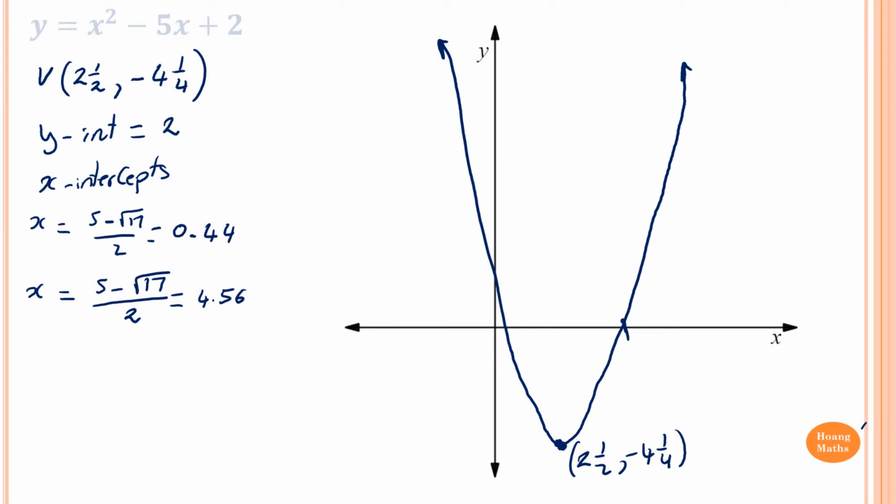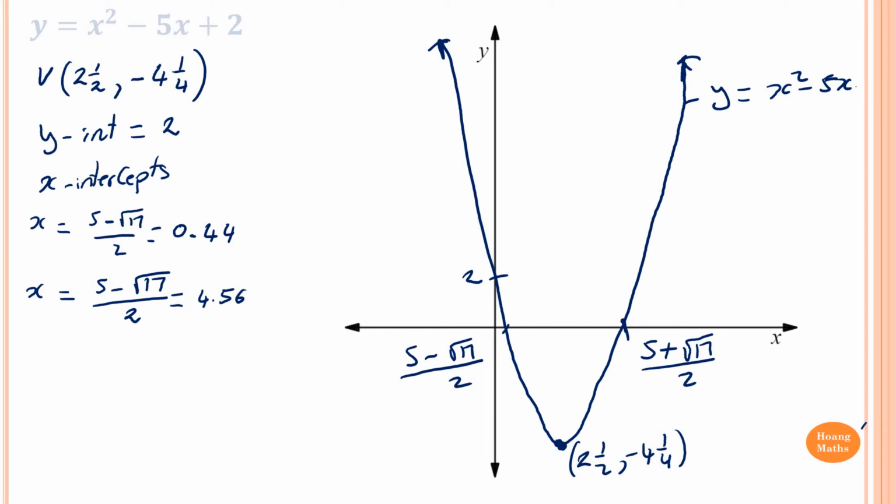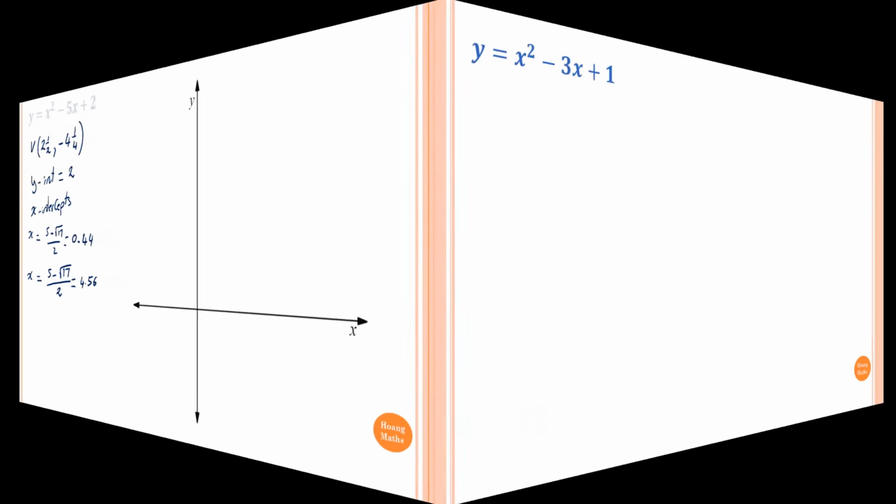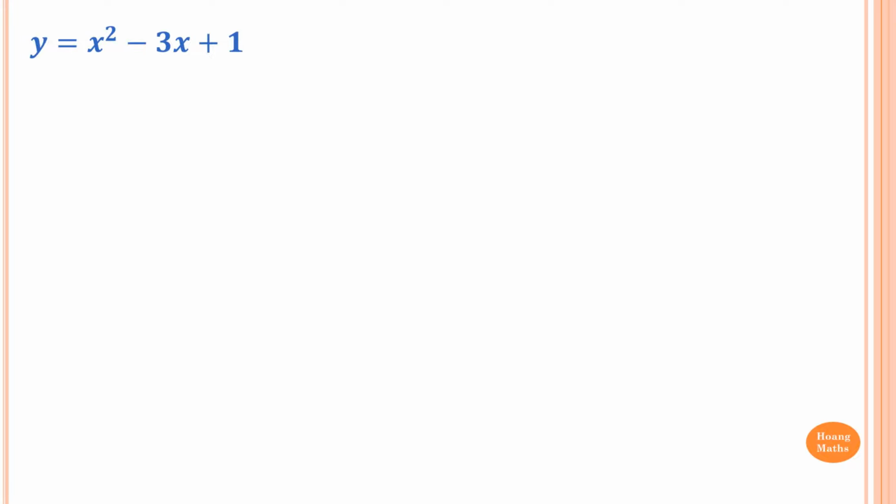So this one here, the x-intercept, is 5 plus square root of 17 over 2, where this one here is 5 minus square root of 17 over 2, and the y-intercept is 2. I just write 2 here. And that's it. I label the function, which is y is equal to x squared minus 5x plus 2. Please stop the video and do this one yourself.